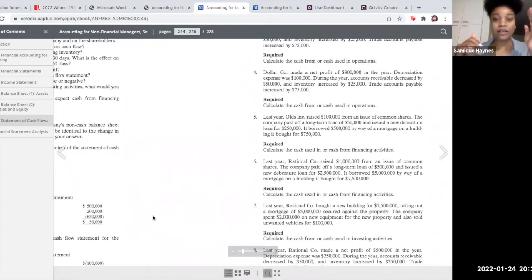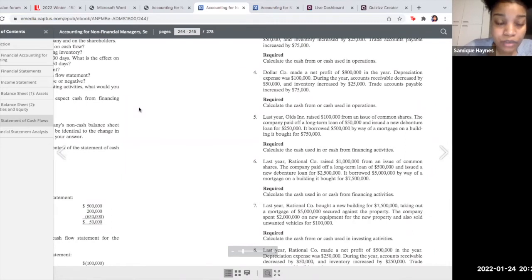Operations deals with the activities that go into the buying and selling of our goods and our regular operations. Financing activities only looks at raising funds through equity or liabilities, and our investing activities looks at the buying and selling of long-term assets. Now it says by way of mortgage on a building it bought for $7,500,000. So did we put it in the wrong spot?